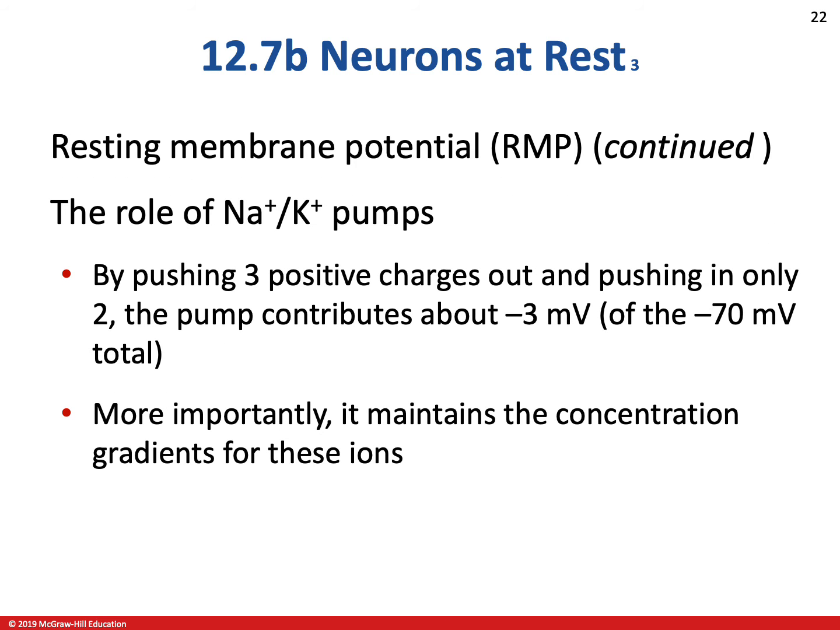The role of the sodium-potassium pump is important for our neuron. This pump pushes 3 positive charges out of the cell and 2 positive charges, potassium, into the cell. It only contributes about negative 3 millivolts out of negative 70 millivolts total. So this pump is very important for maintaining the concentration gradient of these ions on both sides of the membrane.